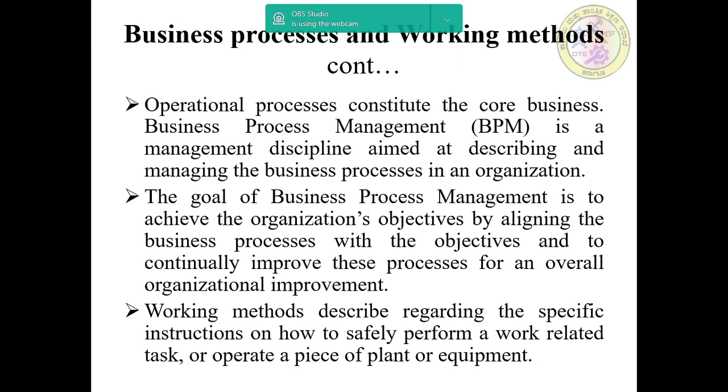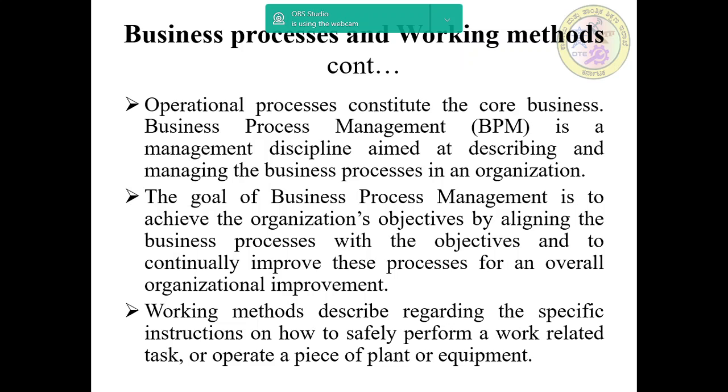Business process management is a management discipline aimed at describing and managing business processes in an organization. The main goal of business process management is to achieve the organization's objectives by aligning the business processes with the objectives and continually improving these processes for overall organizational improvement.